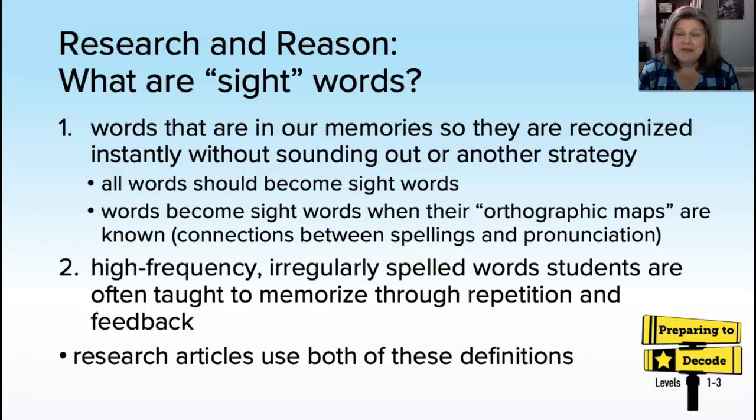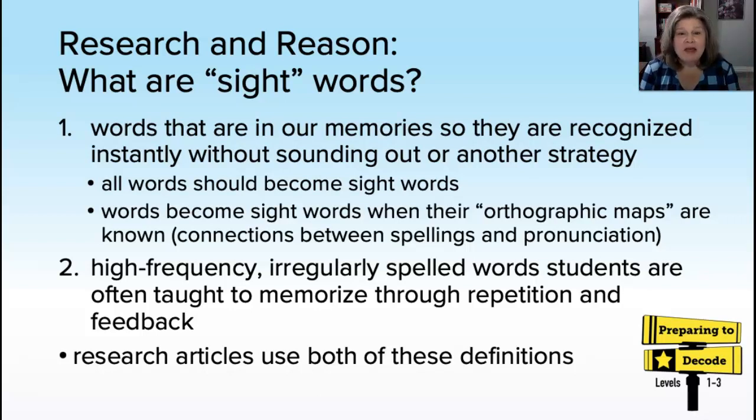The term sight word can be a little confusing because there's more than one meaning of that term. One meaning is that words that are in our memories, so they're recognized instantly without sounding out or using some other strategy, we call those words sight words. So all words should become sight words. Eventually, every time we as a skilled reader look at a word, you immediately recognize the word. You don't have to sound it out. You have what's called an orthographic map of that word in your memory already. So words become sight words when they have an orthographic map in our memories.